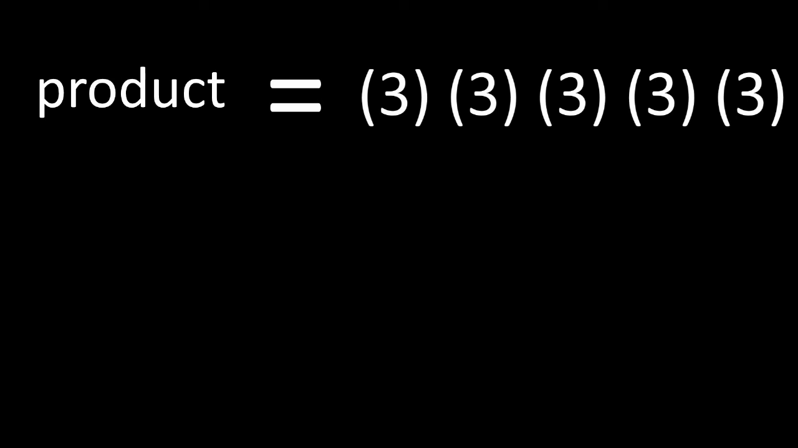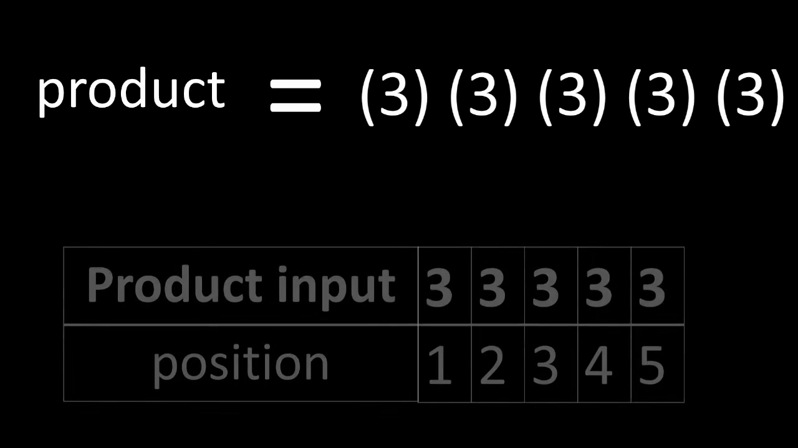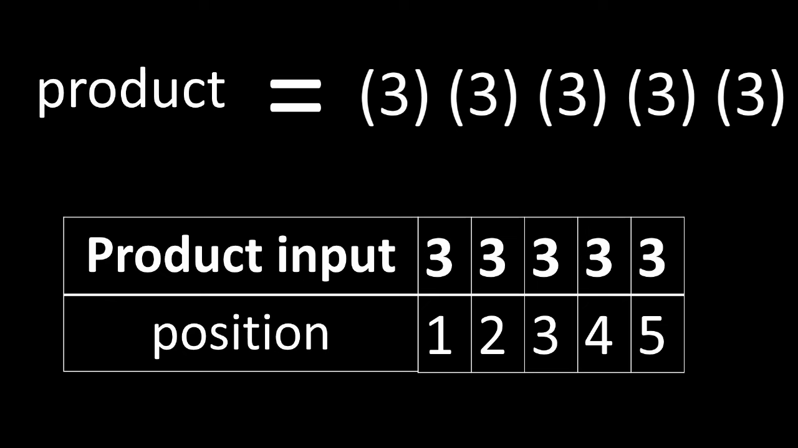Looking at this, we can see that we have 5 things, and it might be helpful to know how many things we have, especially if we have a lot of them. So if we track where each thing is, we have our product input 3, 3, 3, 3, 3, and we have a position for each of those inputs. So let's say we have a product input and a position. In the first position of our product, we have a 3. In the second position, we have a 3.